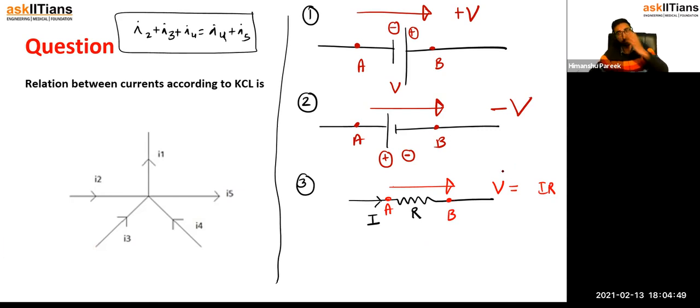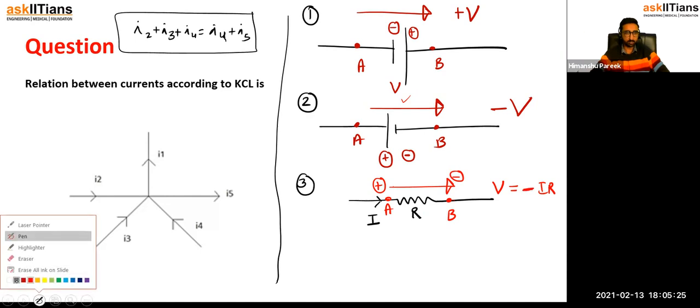So always see one thing. You are going in the direction of current. And how does current flow? From high potential to low potential. So this must be high potential, and this must be low potential. That's the rule. Current always flows from high potential to low potential. So now this A must be at the higher potential and B at the lower potential. Here I'm going from higher to lower potential, so it is minus IR.